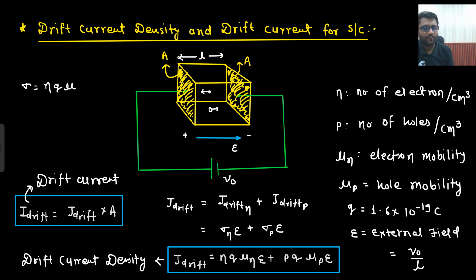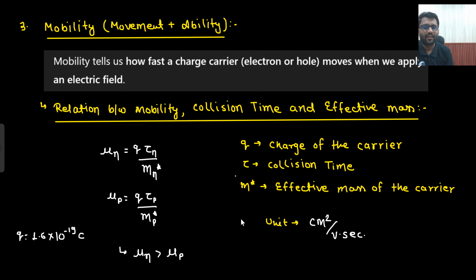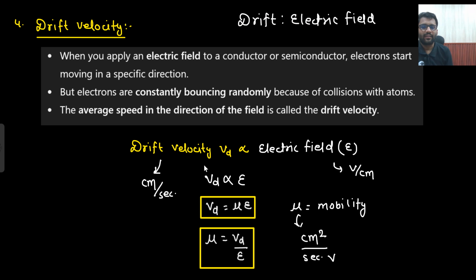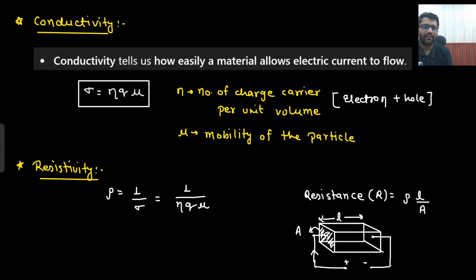Very simple thing where we started with, the first formula came here, q tau by m. Very rarely it will be used. Then vD equals mu E, it will be used in a good amount. And then the conductivity formula came. Conductivity was n q mu, where n is the number of charge carriers per unit volume. Here volume would be in centimeter only, so centimeter cube I have written. Mu is the mobility, Q is the charge. Resistivity is just the reciprocal of the conductivity.